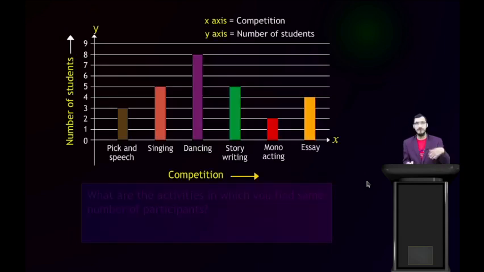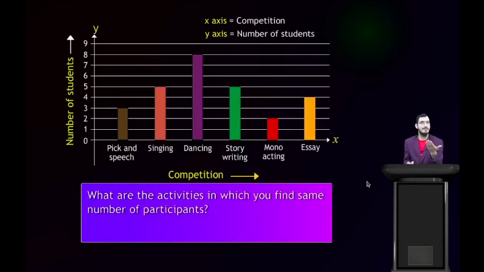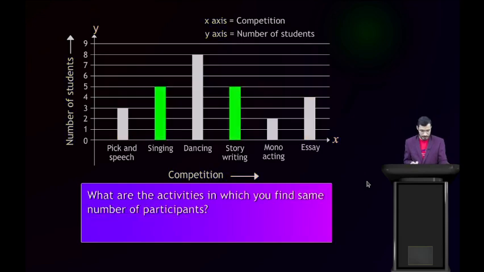Second question: what are the activities in which you find the same number of participants? You can see the graph and tell me the answer. Equal number of students. Students, you can see here singing and story writing are both equal. So singing and story writing.